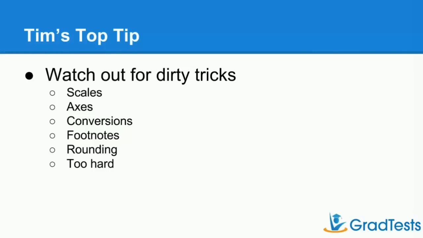You might come across graphs with changing axes or confusing axes. Maybe the X and Y have been swapped. You might have to make conversions, let's say from milliliters to liters, or from euros to pounds, or that kind of thing. You might have tables that have very, very small font footnotes, which have a crucial piece of information that you have to also take into account. You might have to face rounding up or down to a certain amount.